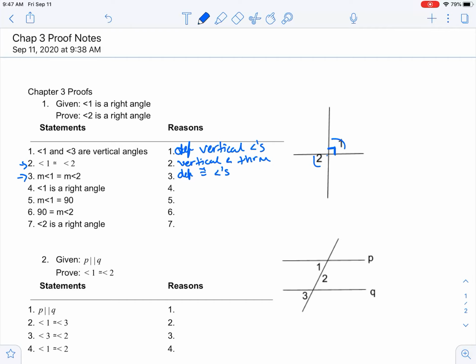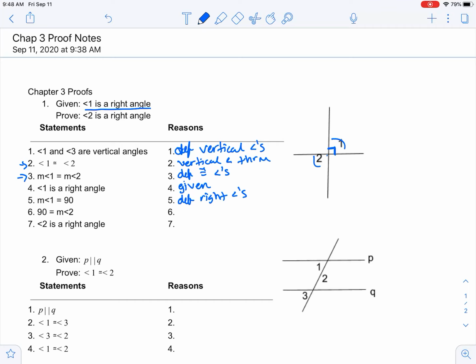Okay, so next step, step 4. Angle 1 is a right angle. Well, that looks familiar. That is our given. And we talked about sometimes the givens are in the middle of the statements. That's okay. So if angle 1 is a right angle, what does that tell us? If it's a right angle, it's equal to 90. What did we use to say right angle really means it's equal to 90? To go from the words to the actual equation, we use the definition of right angles.